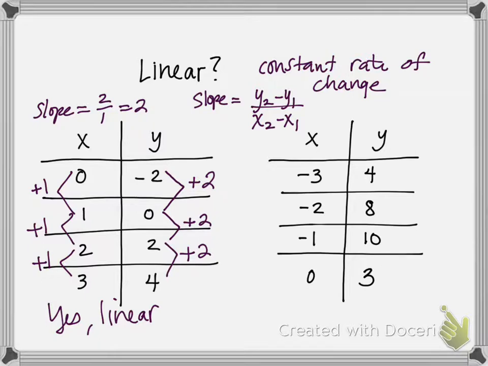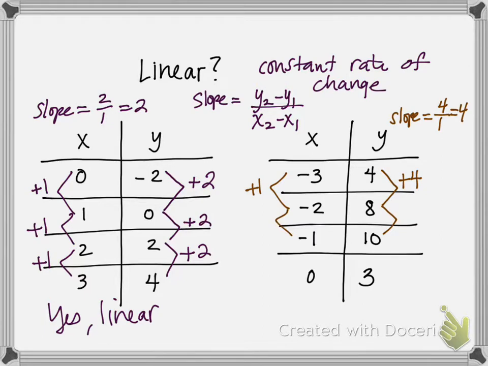So let's find the change in the y's over the change in the x's. From 4 to 8, I would add 4, and from -3 to -2, I would add 1. So in this case, the slope, change in the y over change in the x's, is 4 over 1, or just 4, if this is linear. So it has to stay consistent. So let's check the next pair.